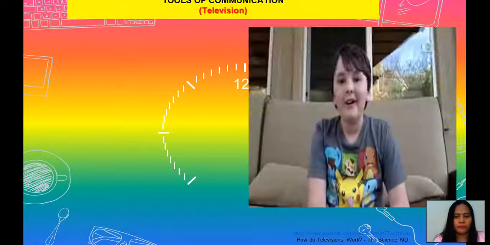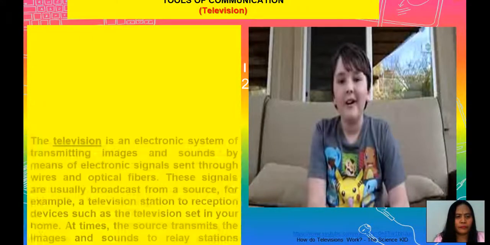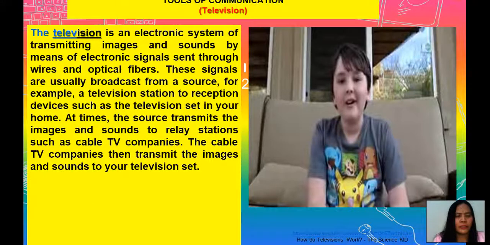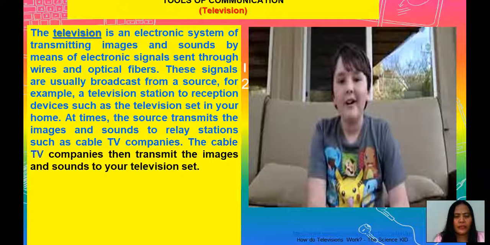Television. The television is an electronic system of transmitting images and sounds by means of electronic signals sent through wires and optical fibers. These signals are usually broadcast from a source, for example, a television station, to reception devices, such as the television set in your home. At times, the source transmits the images and sounds to relay stations such as cable TV companies. The cable TV companies then transmit the images and sounds to your television set.